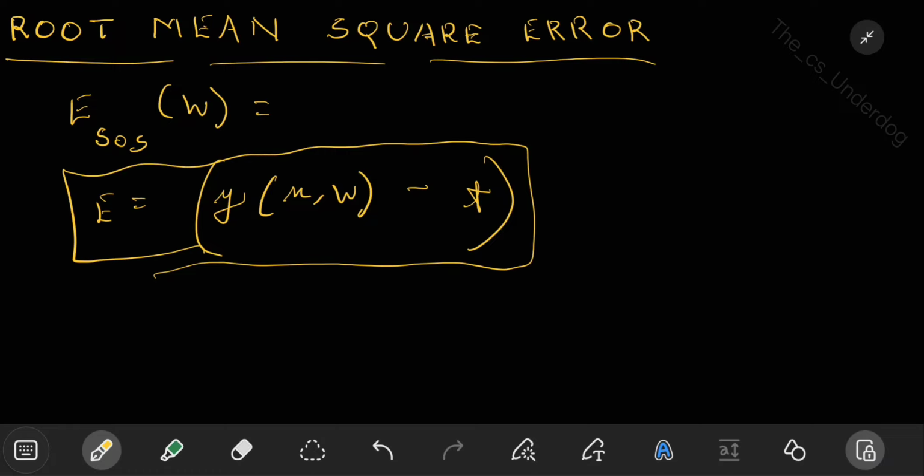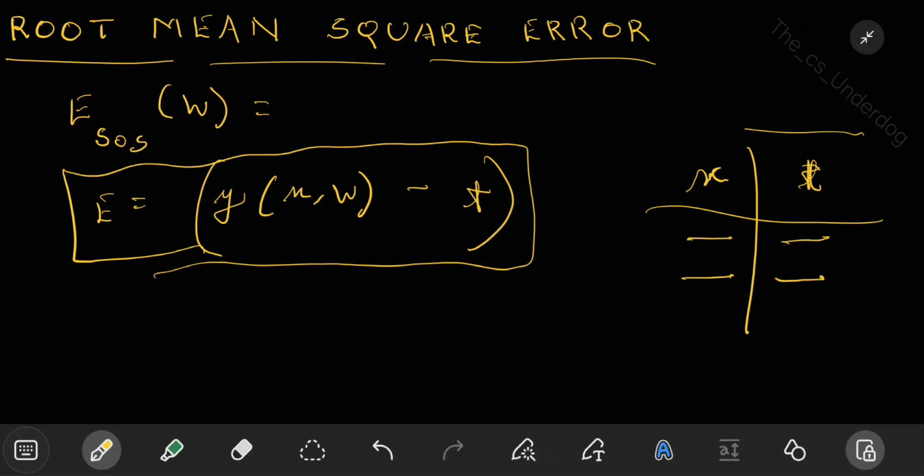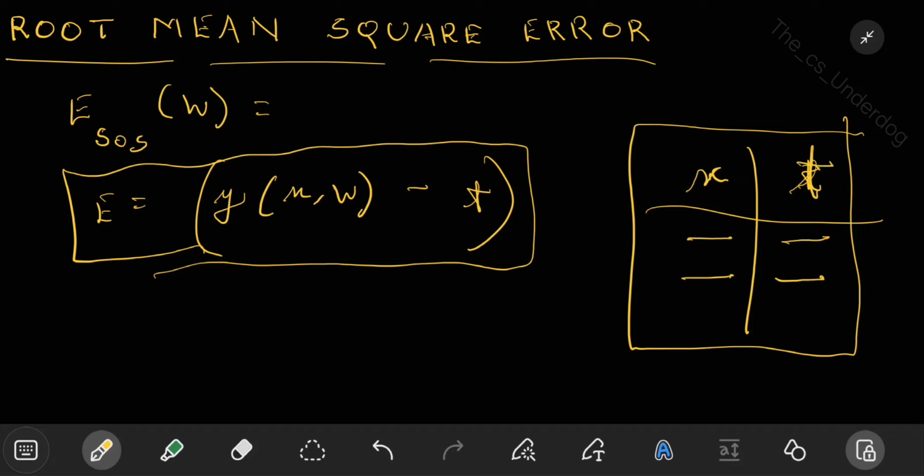So where did this y come from? Initially we had data which had details of x and t, which said for this particular value of x, this is the target t. This was the initial data provided. Using this data, we wanted to make a model which would learn how to predict the values of t. How did we do that? Let's take the linear regression case that we already learned.